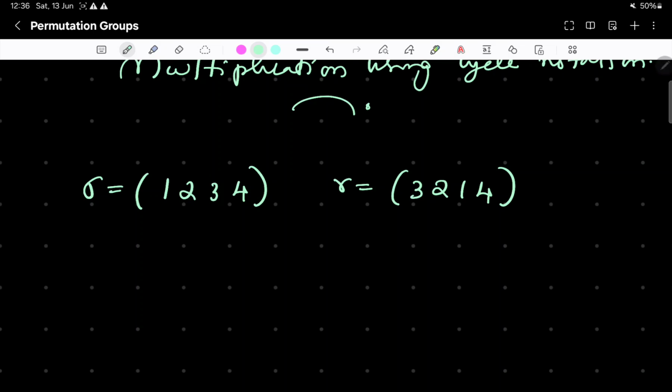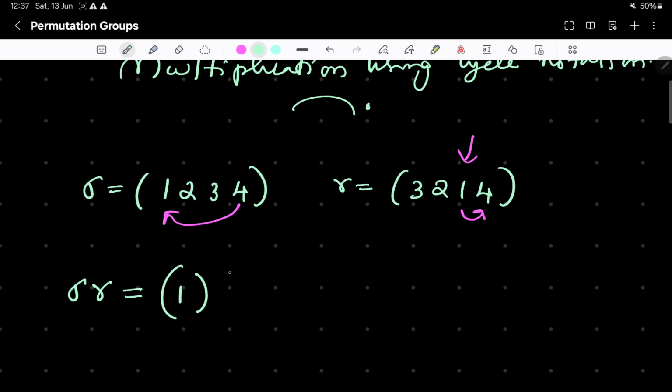Okay, listen very carefully now. What we have to do is write sigma gamma and start from 1. So that 1 is starting from here. Now where does this 1 go? This 1 goes to 4. Now you come to the sigma on the left-hand side. Where does 4 go? 4 goes to 1. So what happens is we started from 1 and closed it, because 1 goes to 4, 4 goes to 1. Now that cycle is closed.